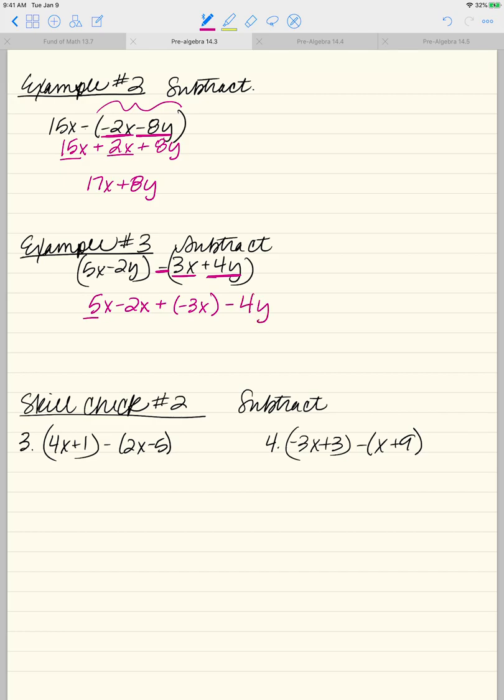Now find your like terms. 5x minus 2x plus negative 3x is the same as subtracting 3x. So 5x minus 2x is 3x, okay?